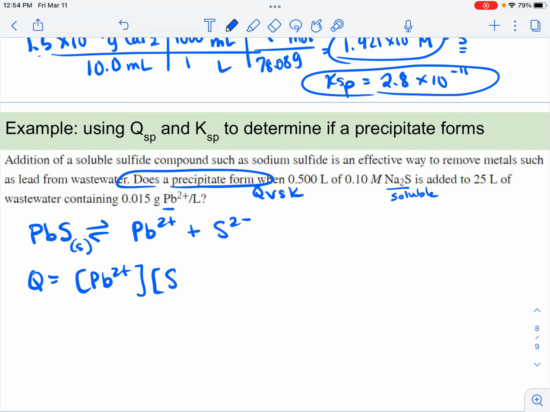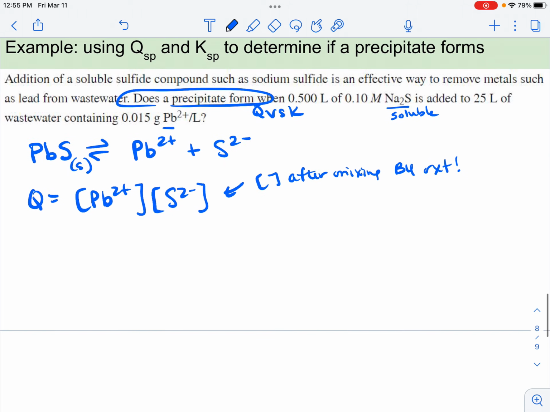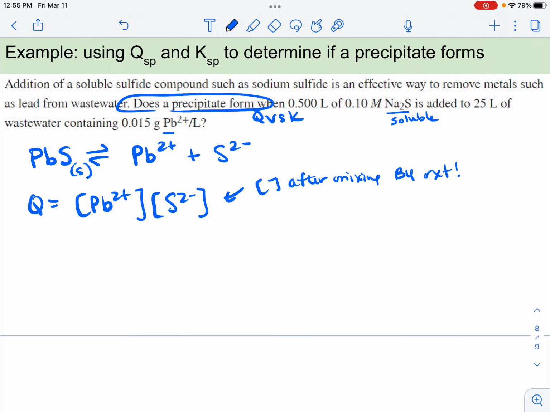All right, so Q would be this, just like K would be that, except that we don't know if we're at equilibrium or whether it's favoring the products or the reactants. So we're trying to figure that out. All right, so when I look at this, I need to know the concentrations after mixing before they react. All right, so I need to figure those out because they're telling me I have 2 different amounts in 2 different containers. Okay, so the concentration of the lead, Pb2 plus ion concentration, sorry, let me do this so it looks right, is going to be Vm equals Vm.